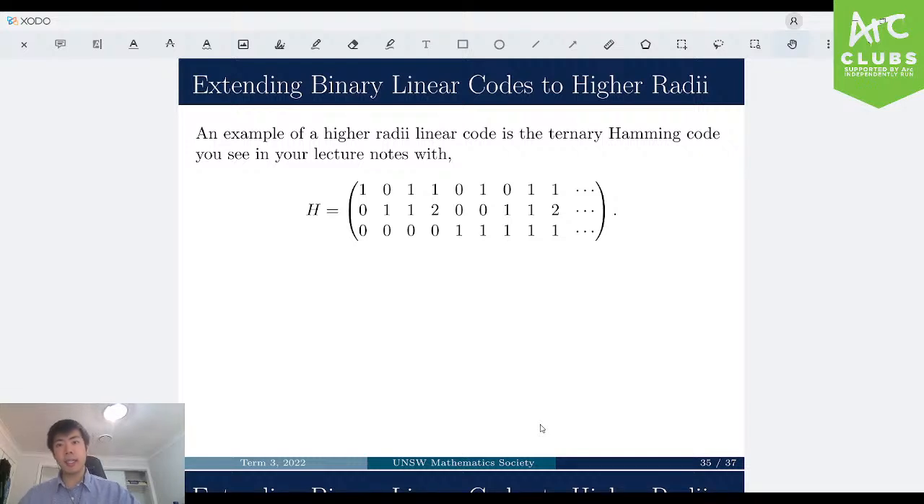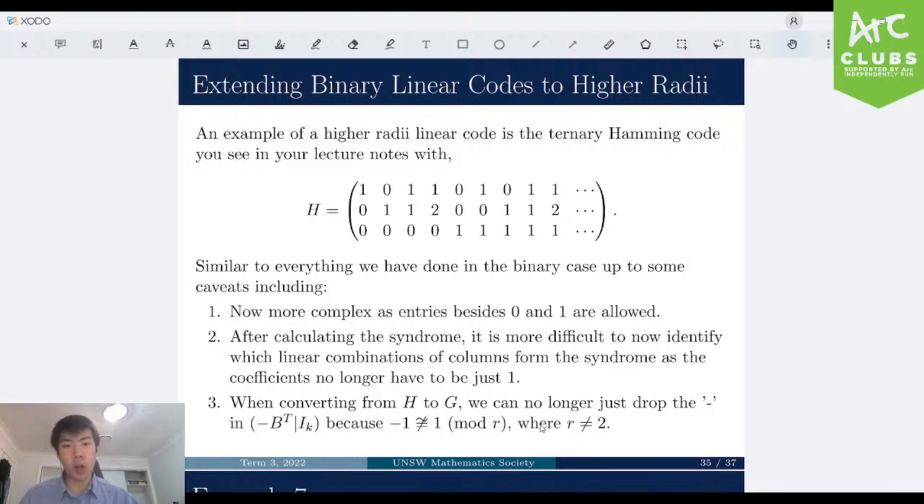Lastly, extending binary linear codes to higher radix. An example would be extending a Hamming code to a ternary Hamming code. As you can see, the entries no longer have to be just 0s and 1s, which makes it a little more complex. Entries can be 0, 1, and so on, all the way up to the radix minus 1. Another complication is that when calculating the syndrome, it becomes more difficult to identify which linear combinations of columns form the syndrome.